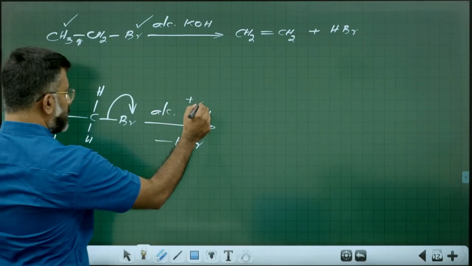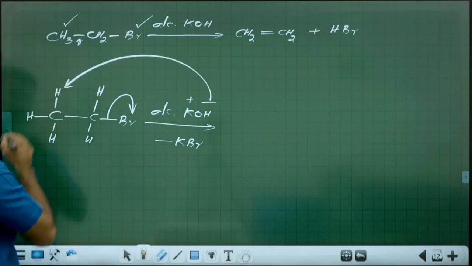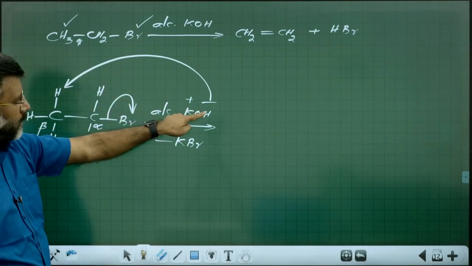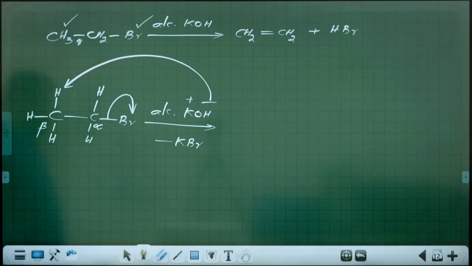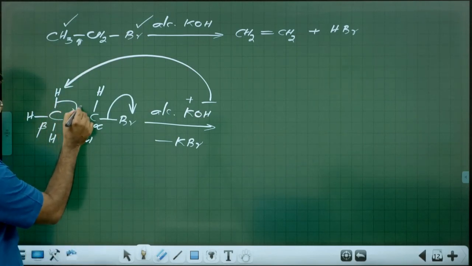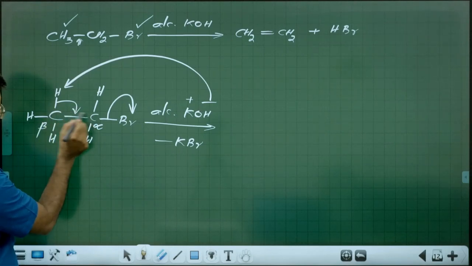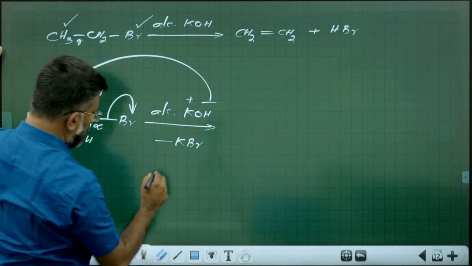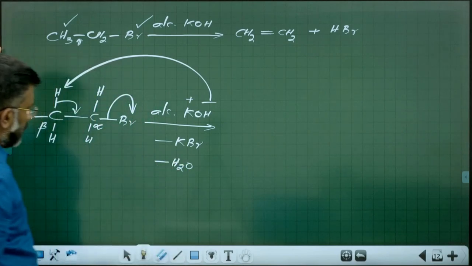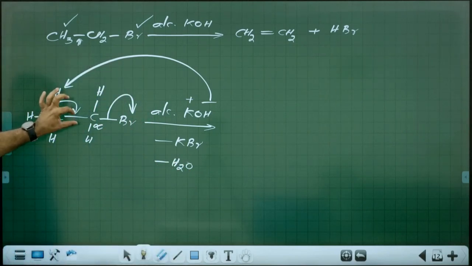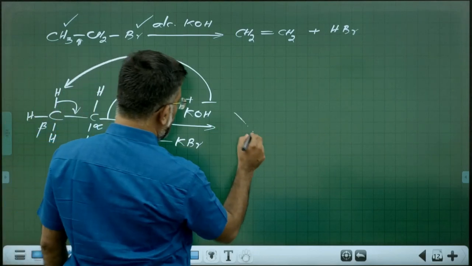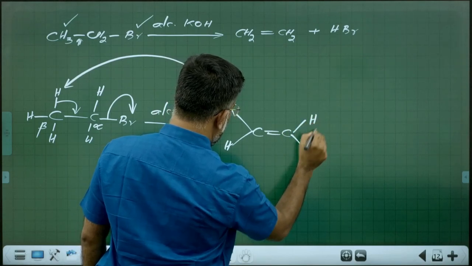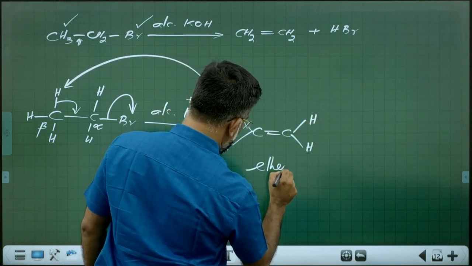Meanwhile, the base OH minus will be attacking the beta hydrogen. This is alpha carbon and this is beta carbon. So the base OH minus attacks the beta hydrogen and this pair of electrons is switched to the area between carbon-carbon and you get a carbon-carbon double bond, and this OH with H goes out as H2O. Imagine you will get CH2=CH2, you get ethene.